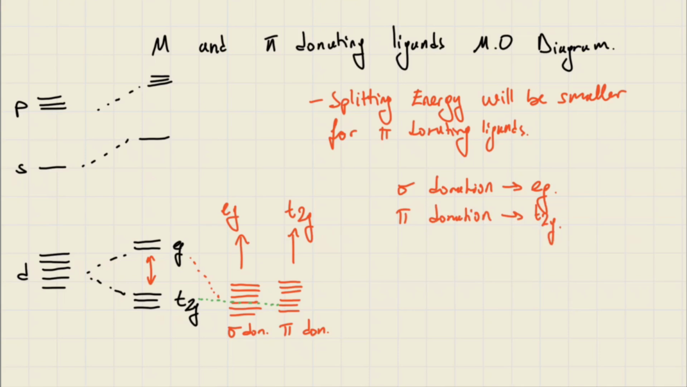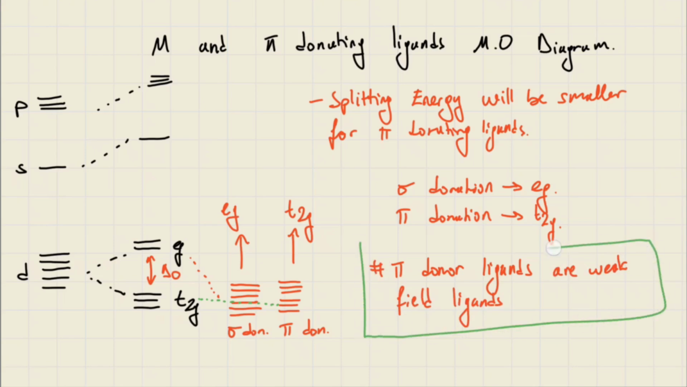So there will be electron transfer to the metal center, and electron density on the metal increases, which destabilizes the Eg and T2g orbitals. So in this case, the splitting energy will be very low, and therefore in pi donating ligands we generally observe weak field ligands. So pi donor ligands are weak field ligands. And this is another important piece of information.